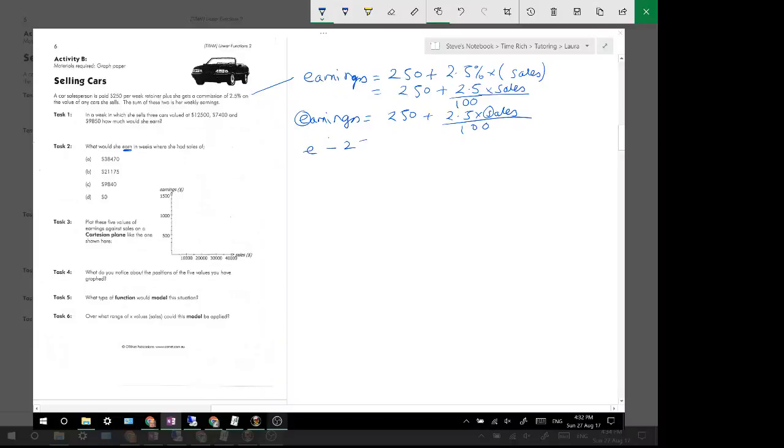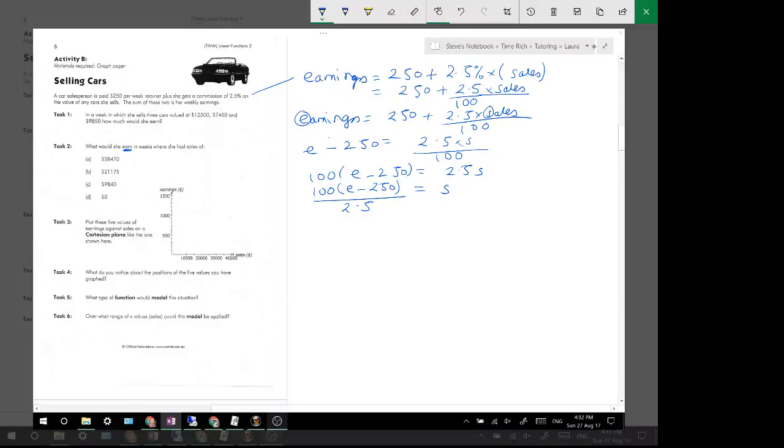So E minus 250 equals, on this side, 250 goes, 2.5 times S over 100. Multiply both sides by 100. 100 into E minus 250 equals 2.5 S. S on its own, divide both sides by 2.5. So 100 into E minus 250 over 2.5 equals S. Right, so now we've got the sales in terms of the earnings.